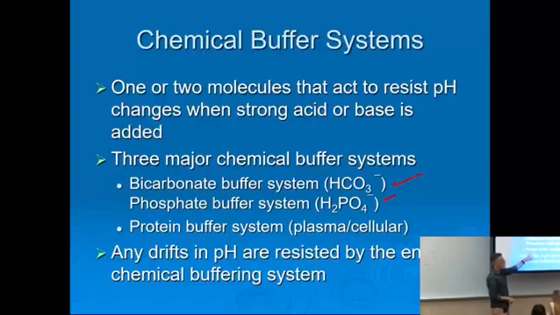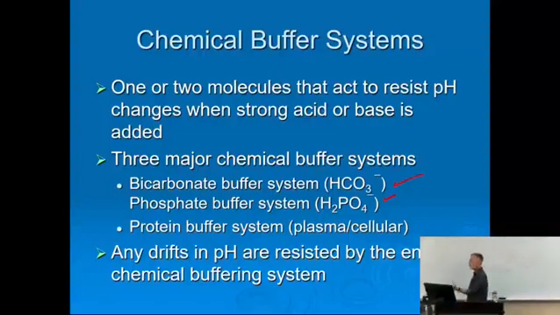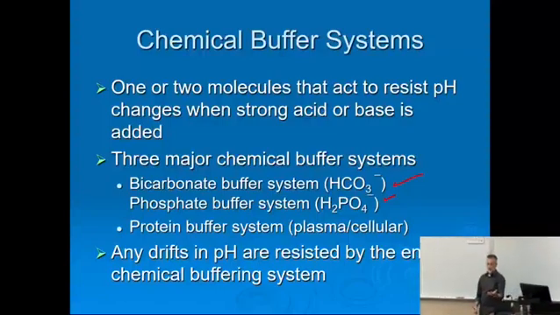Then we have the protein buffer system. The protein buffer system is a whole bunch of different proteins. There are certain proteins in the body that can help with pH and help to bind up hydrogen ions as well. A main example of that protein buffer system is going to be hemoglobin, right? Hemoglobin is a big molecule that can help to bind up hydrogen ions as necessary.